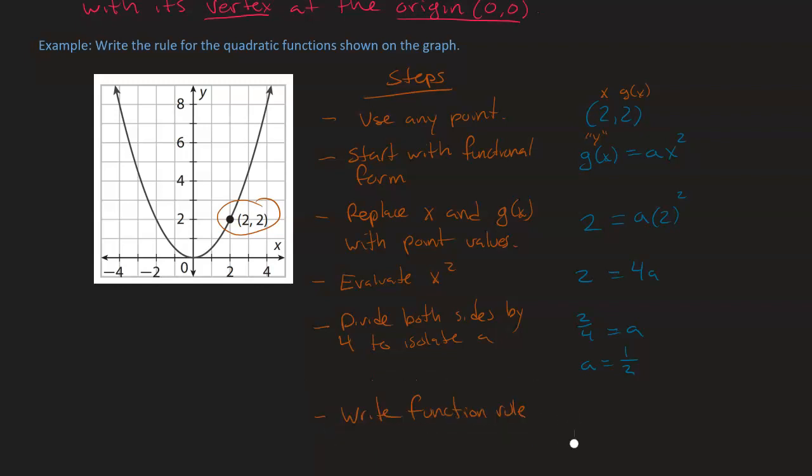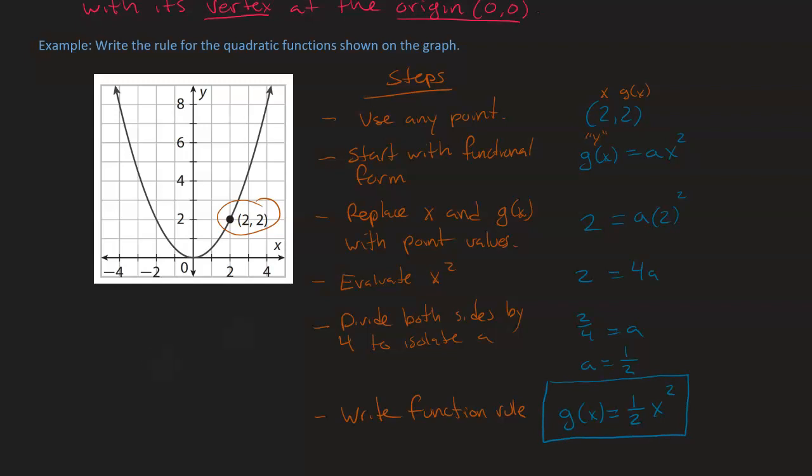There we go. And that function rule would be g of x. And since we just solved for a, I know what a is. I'll say 1/2. And I leave it as x squared because this is the rule. This is the function for that parabola to the left.